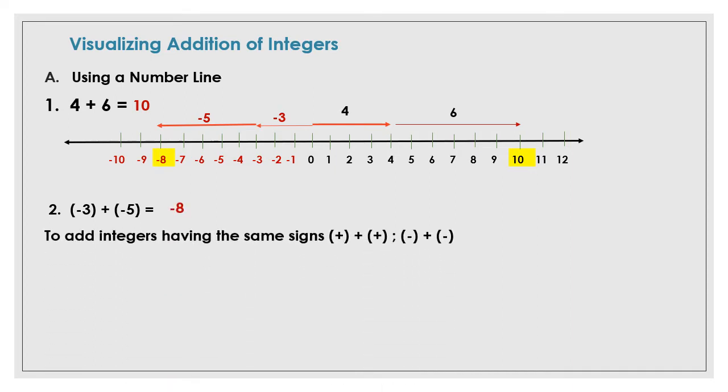Yan. So, to add integers having the same signs, we get the sum, or we add and then copy the common sign, which we did here in the two examples that we have.